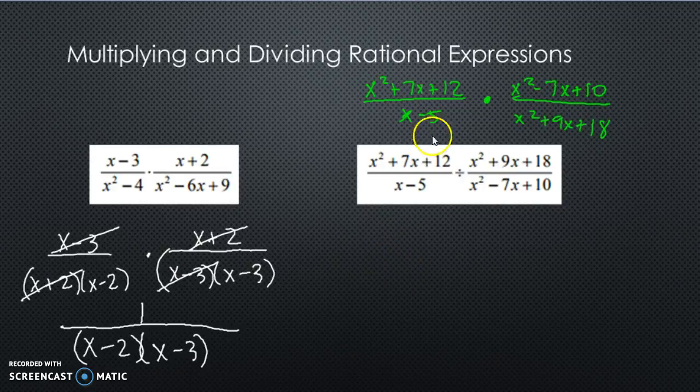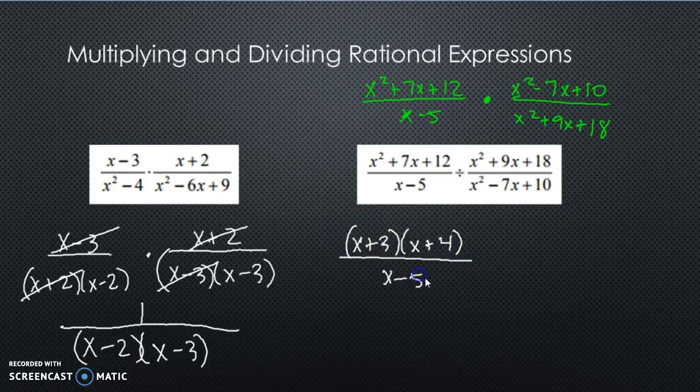I'm going to factor. So I got a plain Jane trinomial, so I'm going to multiply to 12, add to 7. So that's going to be 3 and 4. So x plus 3 times x plus 4. And on the bottom, x minus 5. Can't change it. For the second one, you got to multiply to 10 and add to negative 7. So that's going to be negative 5 and negative 2. And then I want to multiply to 18, but add to 9. So that's going to be 6 and 3.